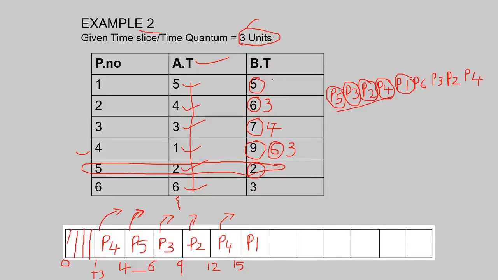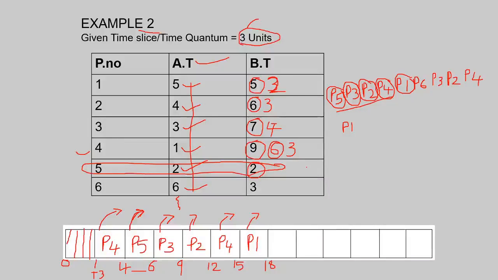So out of 5, it is going to execute now 3 units. And still 2 units are going to remain here. So 15 plus 3, it is going to be 18. Now P1 has not completed its full execution. Still 2 units are remaining. Put P1 into the queue now.